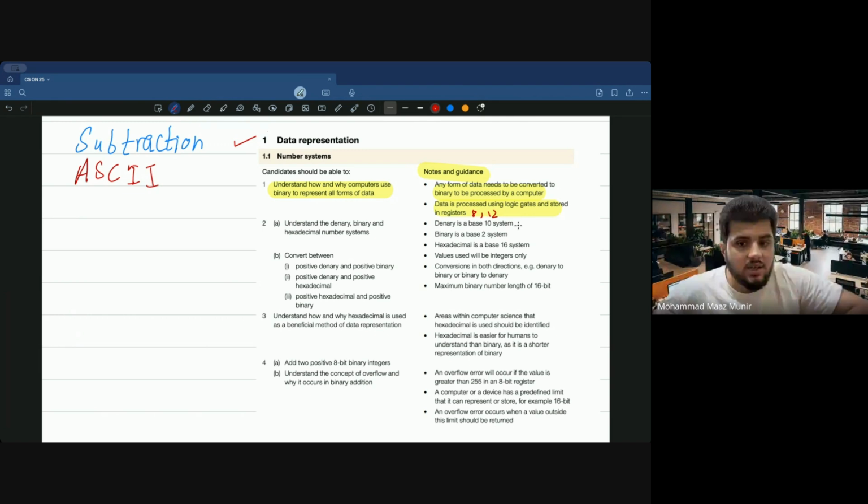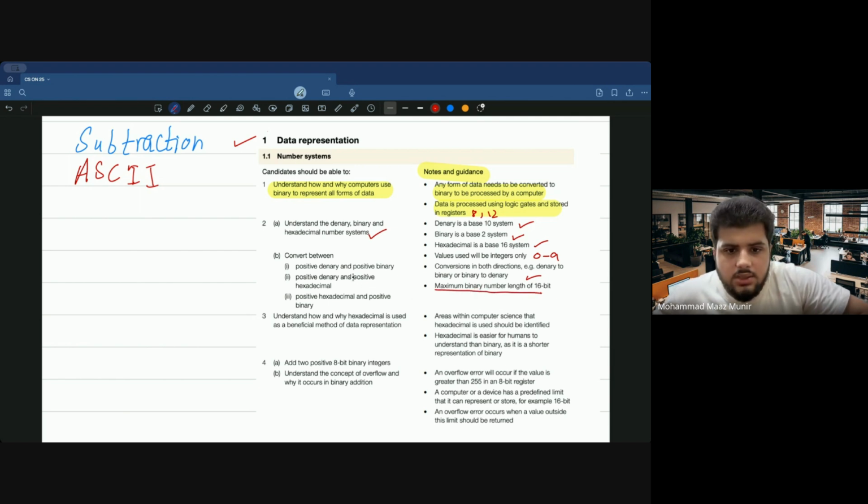Then we discussed denary is a base 10 number system, binary is a base 2 number system, hexadecimal is a base 16 number system, and that we have discussed all these values will be used. So whenever we are dealing with denary numbers, we are only going to be dealing with what, 0 to 9 values. Okay, and then we studied the conversion, denary to binary or binary to denary. We're done with that. Okay, we didn't do this maximum binary number length.